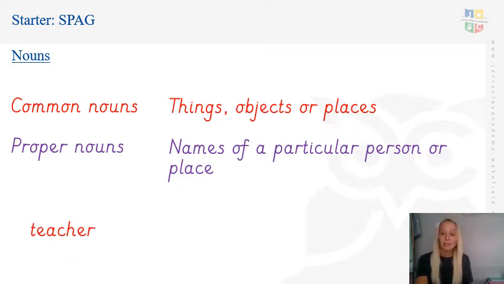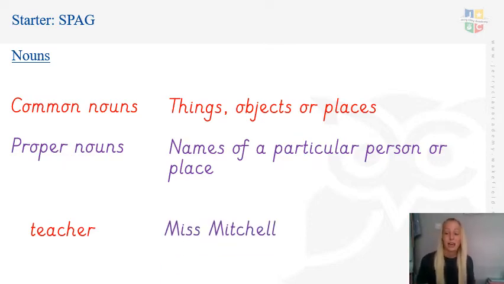So teacher would be a noun because it's a thing, it's a person. However, a proper noun would be Miss Mitchell or Mrs. Wilkinson because it is a specific teacher that we're talking about.